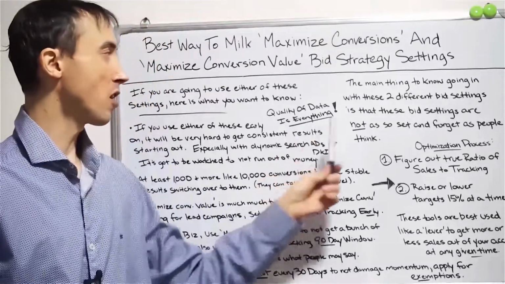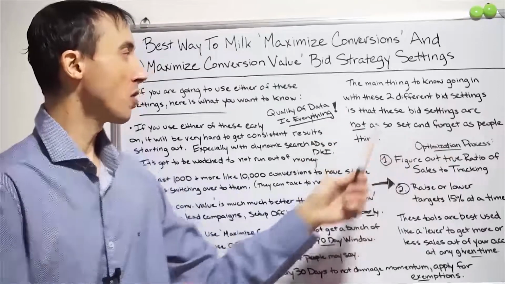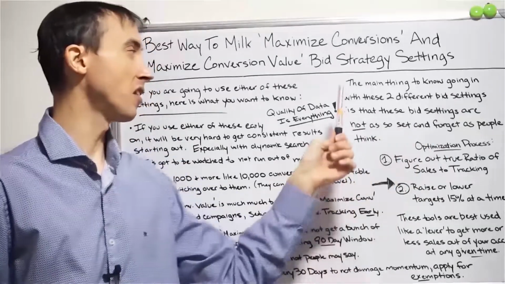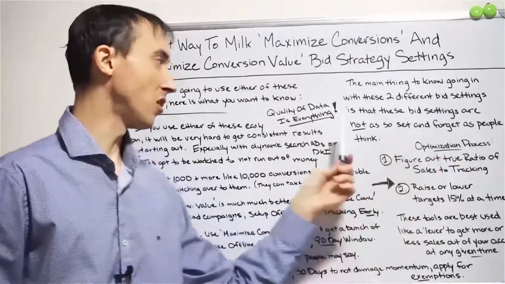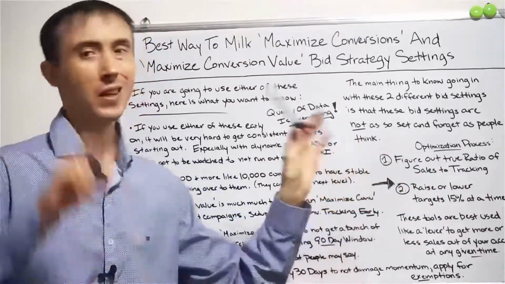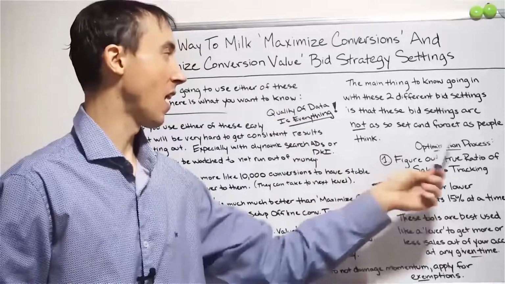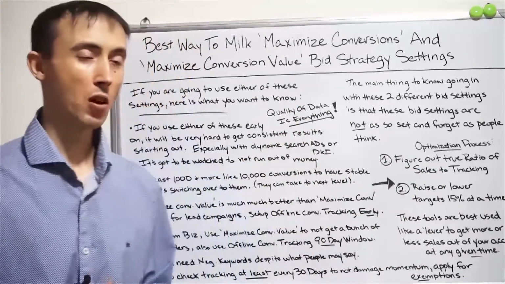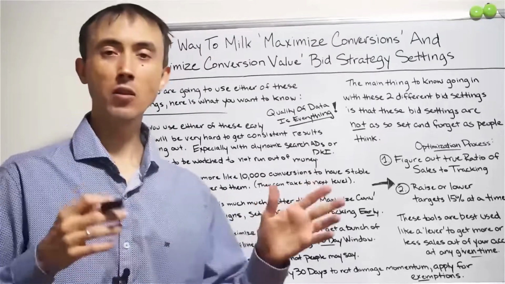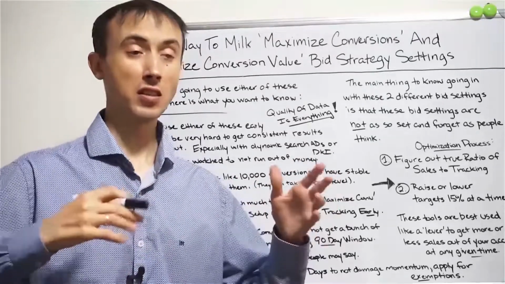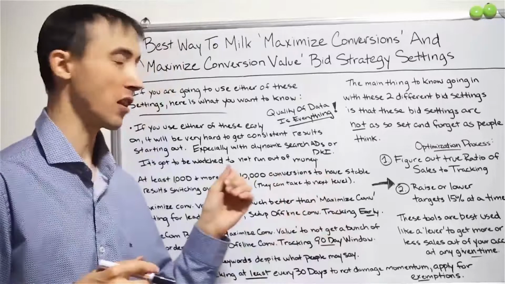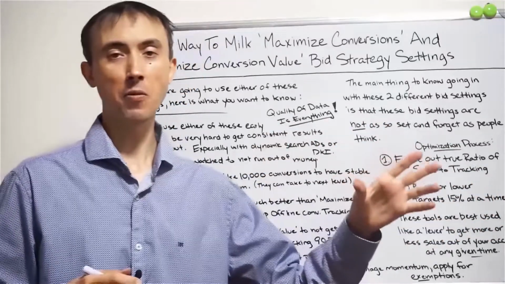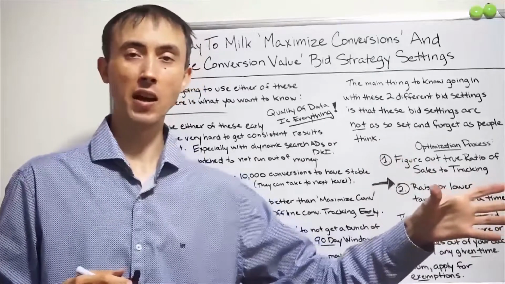So anyway, getting started. The main thing to know going in with these two different bid strategy settings is that they are not as set and forget as people think. Granted, Google and other people aren't really trying to hide that these are things that normally you're supposed to use later on in the process. I just will clear up right up front that yes, you're not supposed to use it right away.